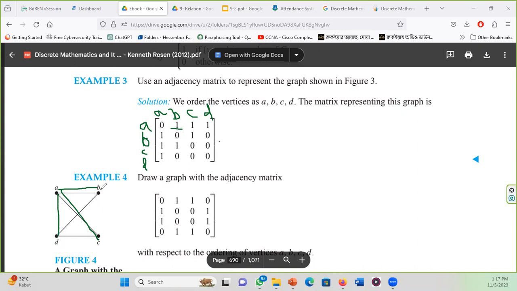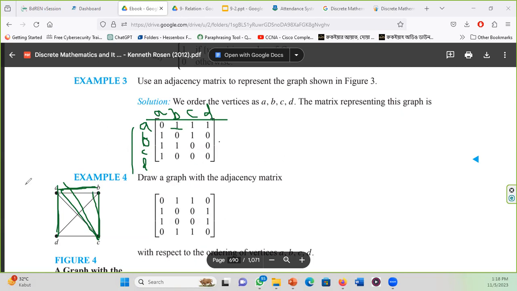Then BA is connected, BB not, BC, BD no connection. Then CA, CB, CD no connection, and DA there is a connection. So the adjacency matrix is developed among the node with the node. Is it clear? Yes, sir. Okay.